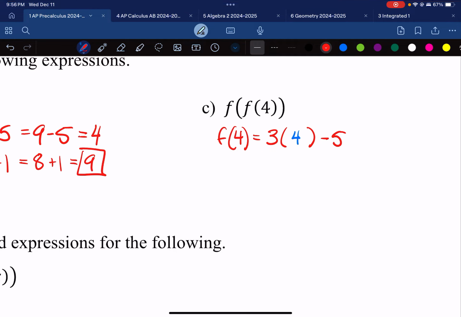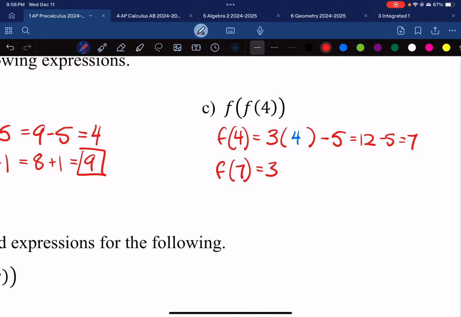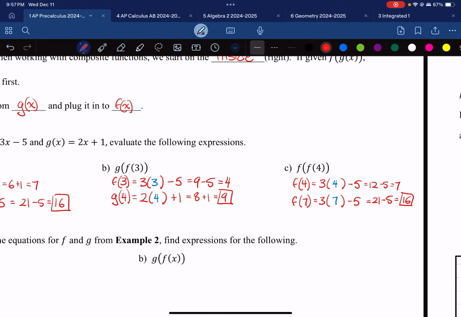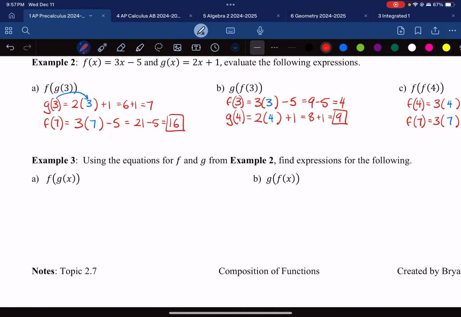3 times 4 is 12. And 12 minus 5 is 7. So now this says f of 7. Let's go ahead and rewrite that. This is f of 7. And that's going to be 3 times my empty container minus 5. My container now holds a 7. And I can say that this is equal to 21 minus 5. And 21 minus 5 is 16. We got another 16. I think part A was 16 as well. Just a coincidence. Nothing super useful there.